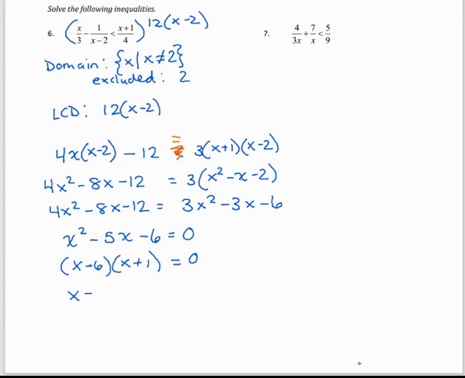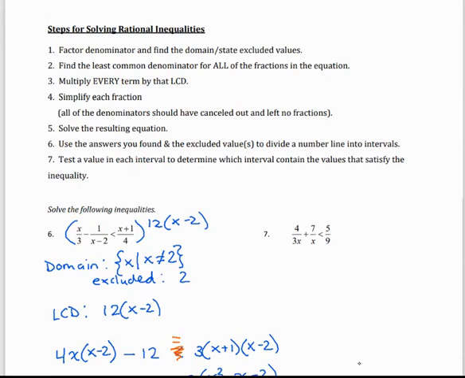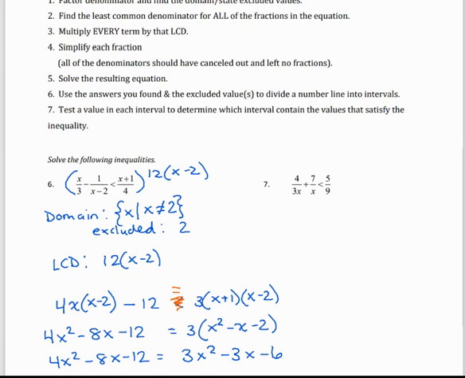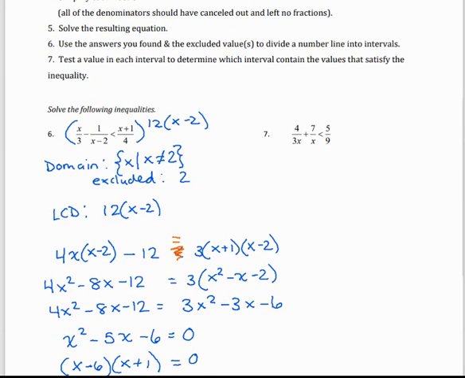And so we get x equals 6 and x equals negative 1. Now, those would be my solutions if this was an equation. However, here's where it differs. We have an inequality. So if I go back to these steps, again, we multiplied by the LCD in step 3. Step 4, we simplified. Step 5, we actually solved that resulting equation. Steps 6 and 7 are what's new.